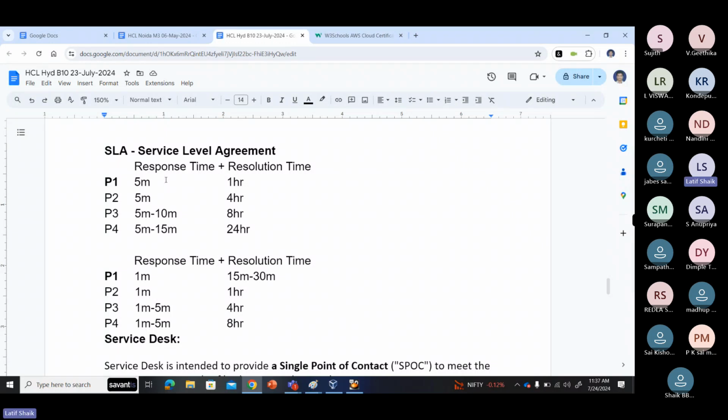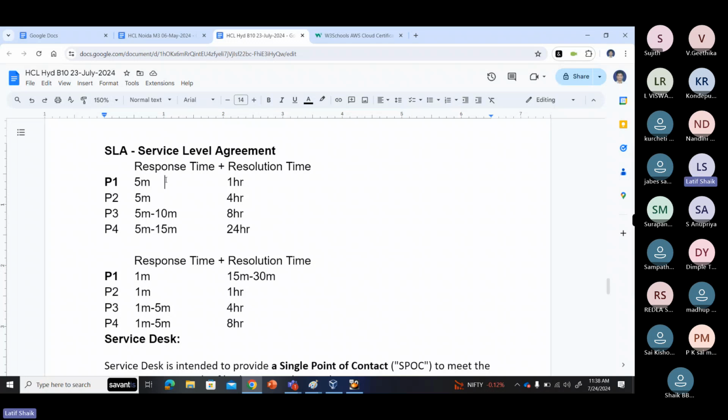Resolution times are there. If it is very urgent, it should be within 1 hour, 4 hours, like that. In some organizations 1 hour is the resolution time; in certain organizations, 4 hours is the resolution time for P1. For P2 it is 16 hours. For P3 it is 24 hours. For P4 it is 7 days, or 3, 4 days, or 36 to 48 hours. It depends upon the organization, the service, and the client also.